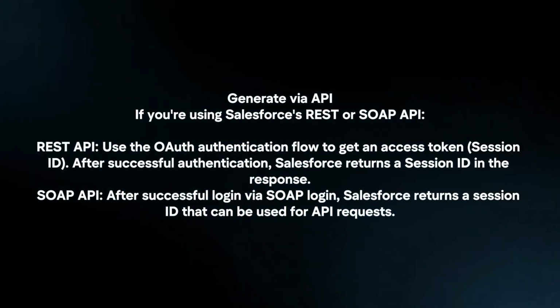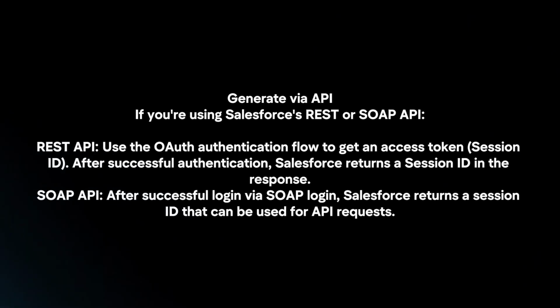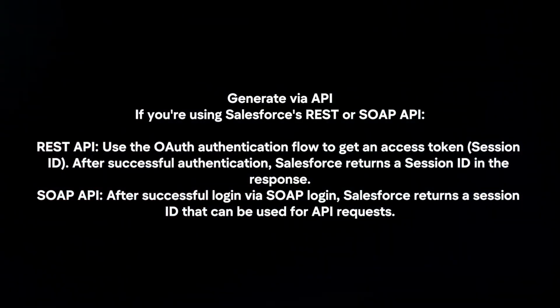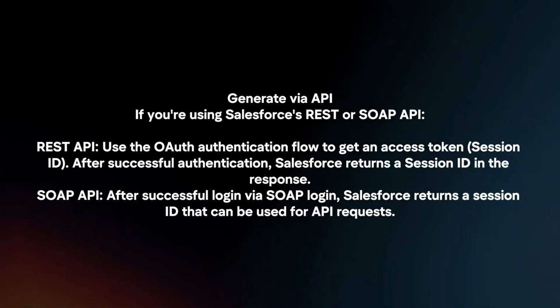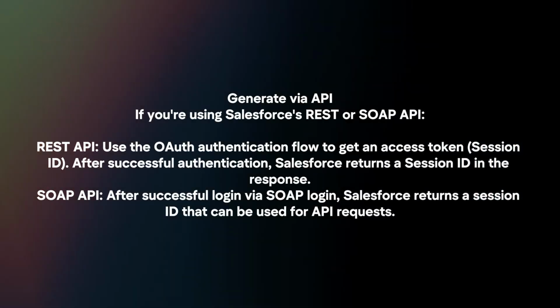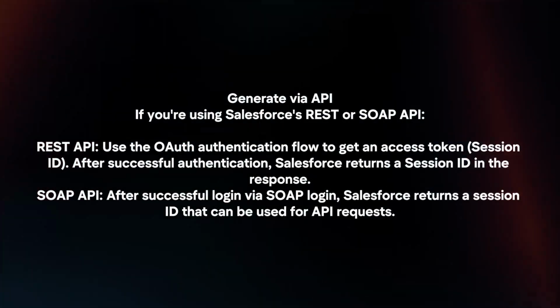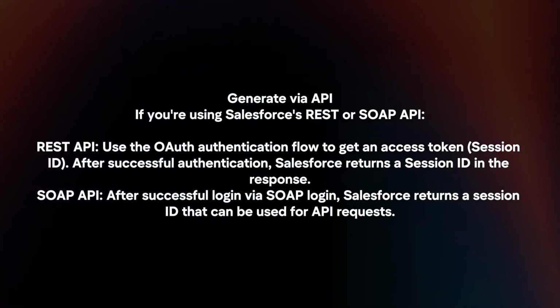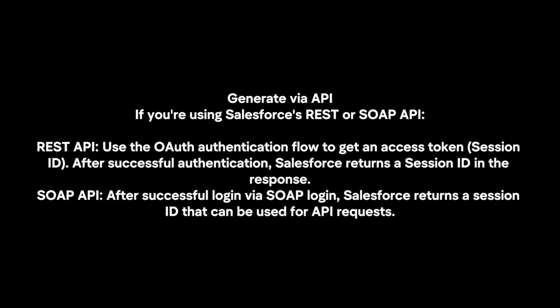Generate via API. If you're using Salesforce's REST or SOAP API: REST API. Use the OAuth authentication flow to get an access token. After successful authentication, Salesforce returns a session ID in the response. SOAP API. After successful login via SOAP login, Salesforce returns a session ID that can be used for API requests.